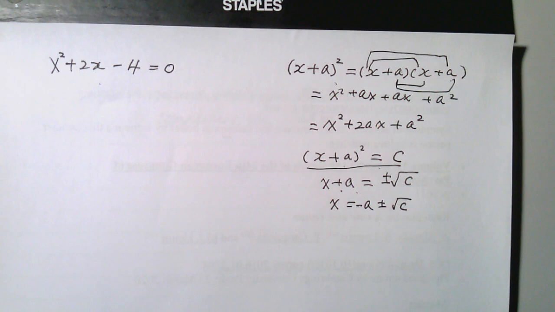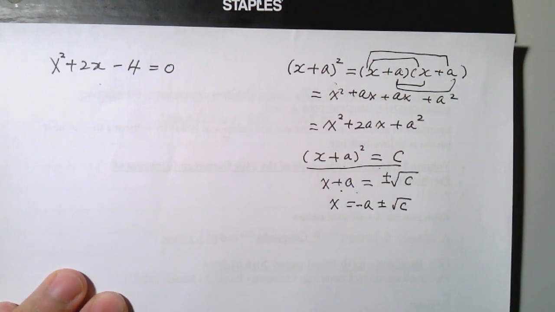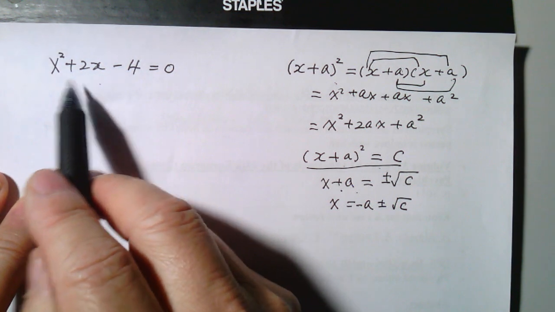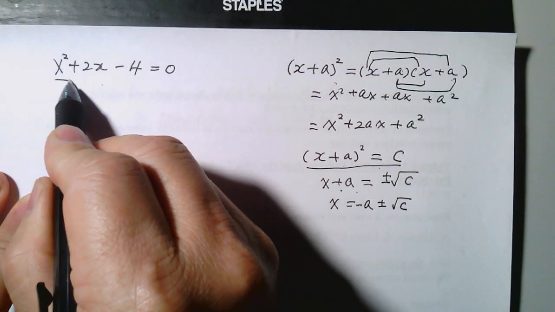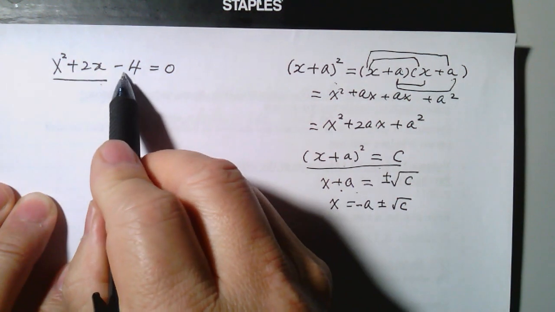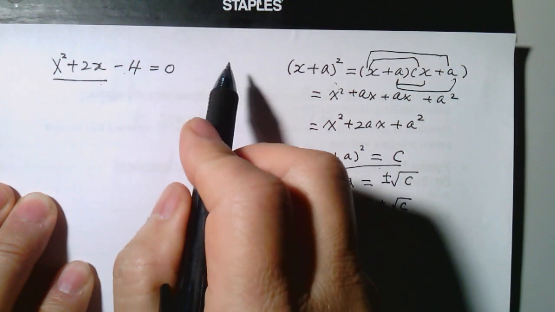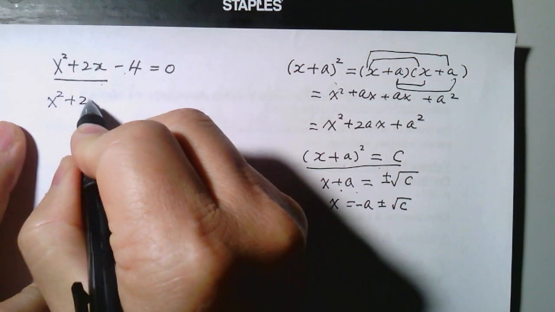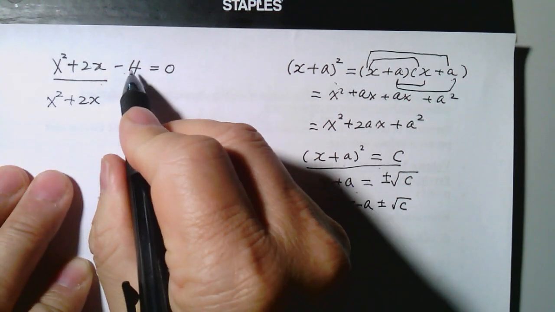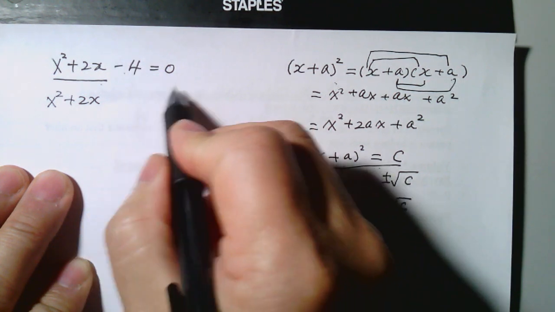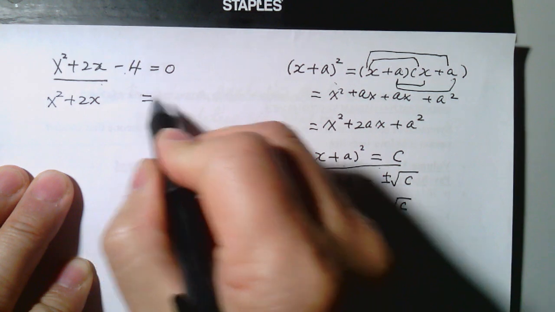Okay, let's see a specific example. We have this here. First, we want to keep the first two terms on the left and move the number to the right side. So we have x squared plus 2x. Now add 4 to both sides. When you move it to the other side, that basically means it is equal to 4.